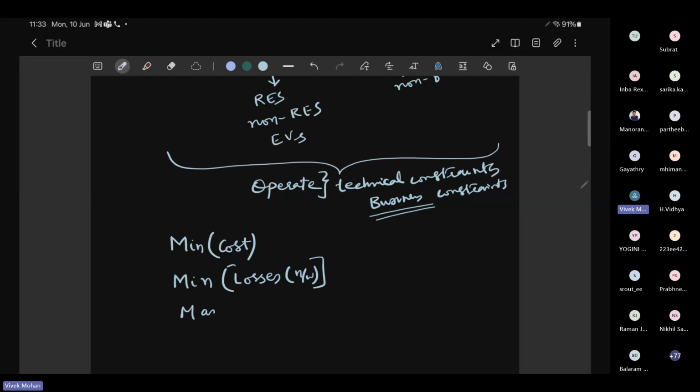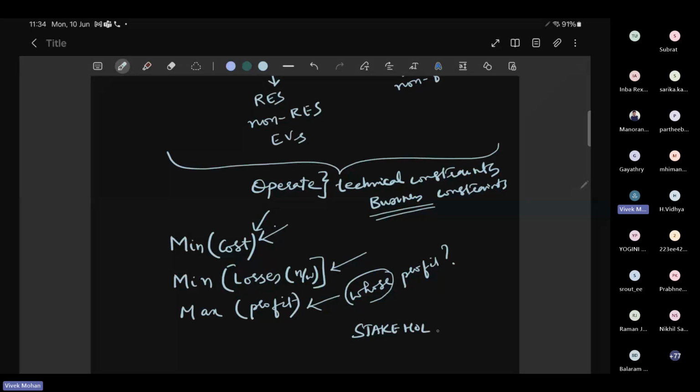Or I can even go for maximization of profit. Then you may ask, what is this cost? Cost of what? Then loss, of course, we know. Network loss, we know. Profit means whose profit? To answer these questions, whose profit and which cost, we have to first identify the stakeholders of the microgrid. And their costs and profits should be modeled first, mathematically modeled. Then it has to be formulated as an optimization problem. So this is what we are looking for.